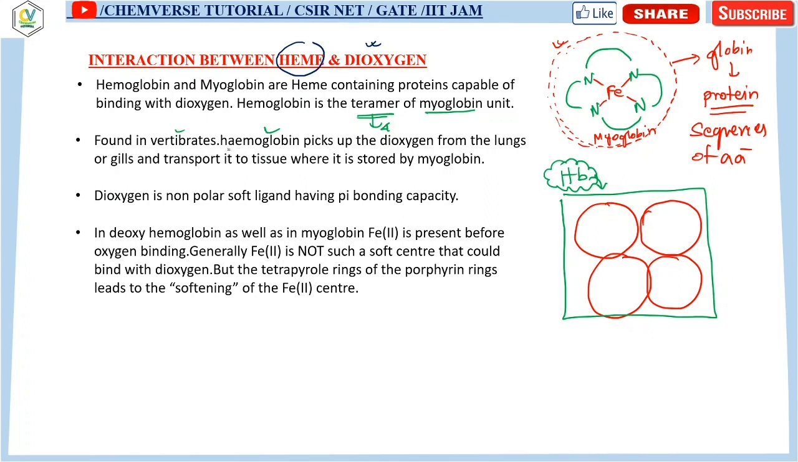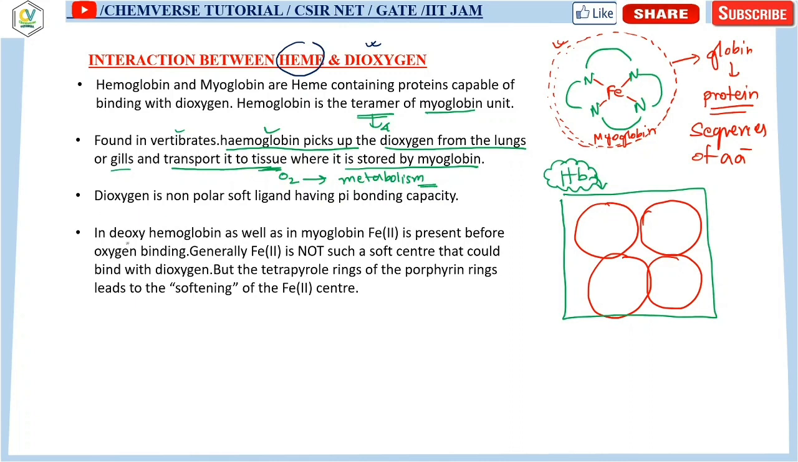And what is the function of hemoglobin? Hemoglobin picks up the dioxygen from the lungs or gill and transports it to the tissue where it is stored by myoglobin. And inside the tissue, this oxygen is stored and it is used in the metabolism. With the help of the metabolism, we can get the energy from that.